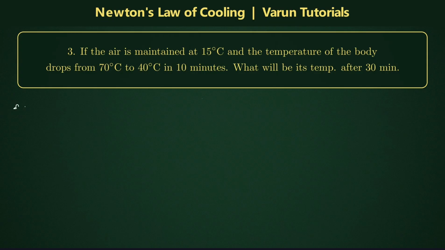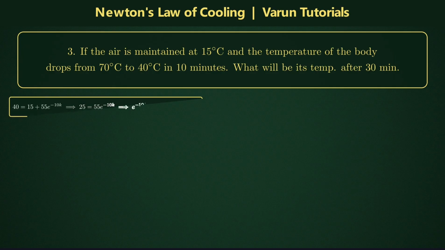This yields 40 equals 15 plus 55 times e to the power of minus 10k. Subtracting 15 from both sides gives 25 equals 55 times e to the power of minus 10k. Dividing by 55 gives e to the power of minus 10k equals 25 over 55, which simplifies to 5 over 11. We label this as equation 3.